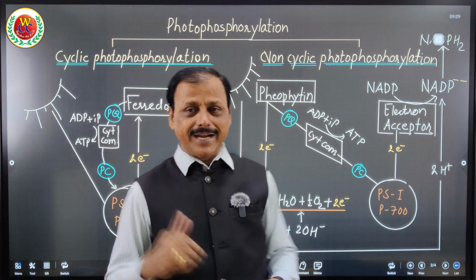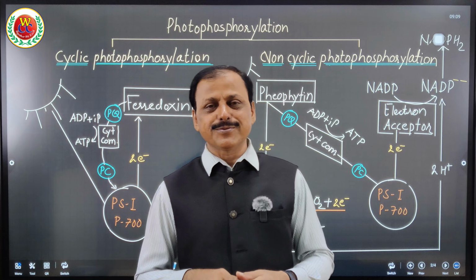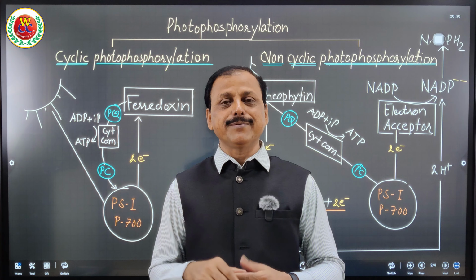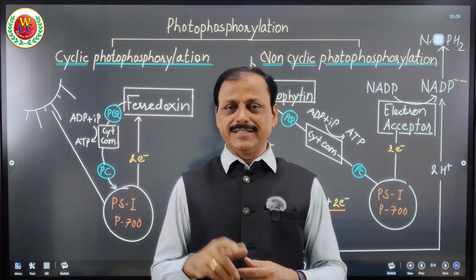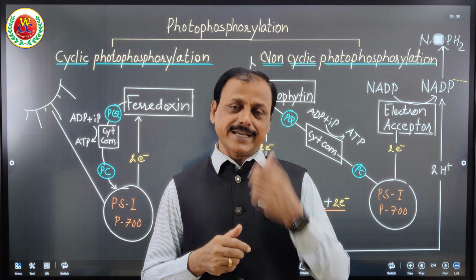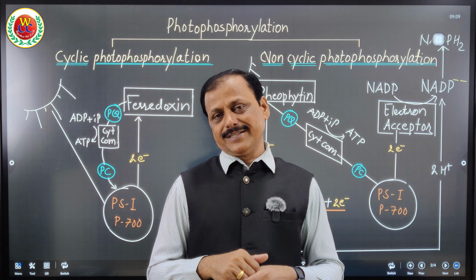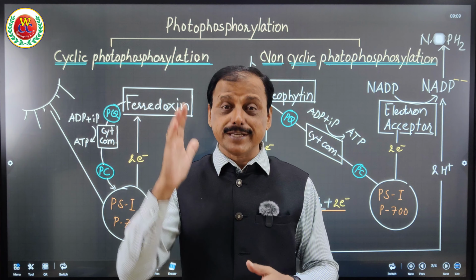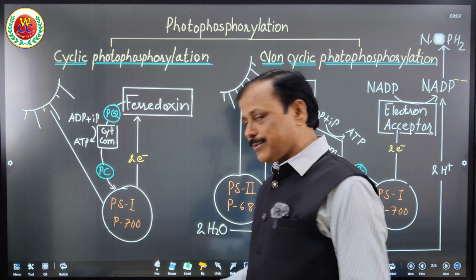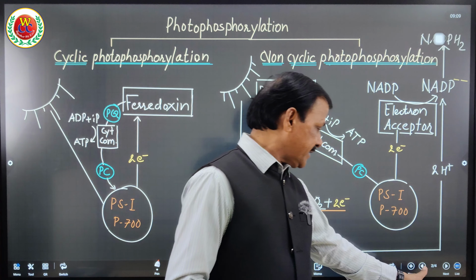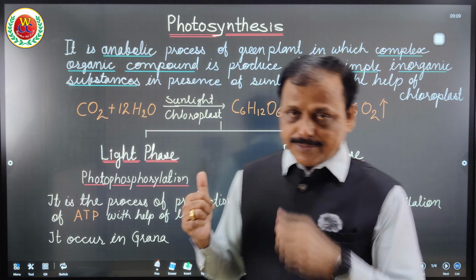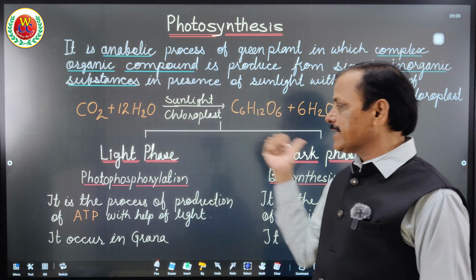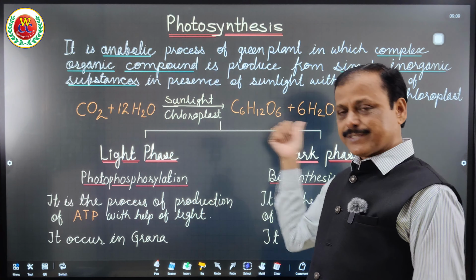Now let's see. I have drawn the first steps of photosynthesis, the light phase having photophosphorylation. There are two photophosphorylations, cyclic and non-cyclic photophosphorylation. The light phase is so called because here we use light, and therefore we have to begin with what exactly photosynthesis is, with that definition, and here this is the process.